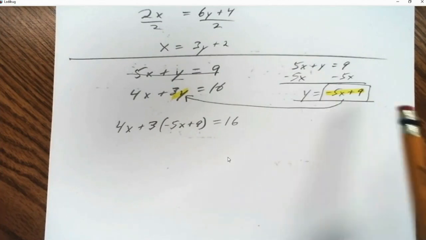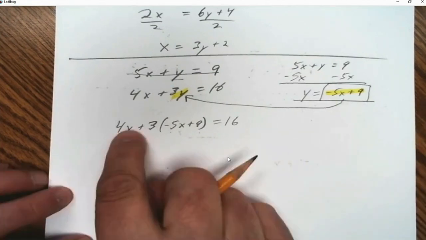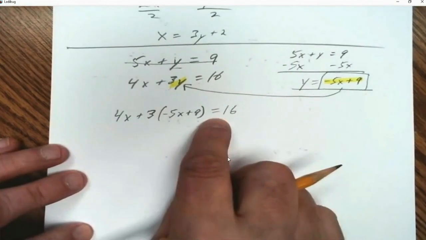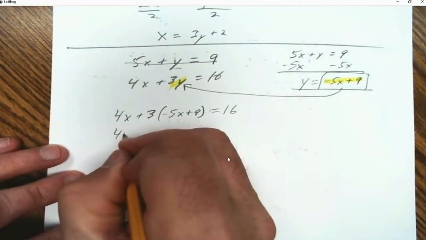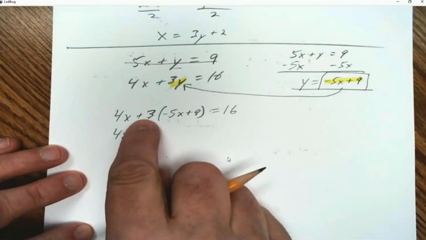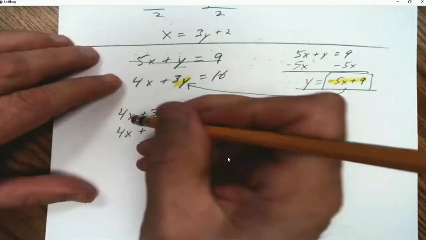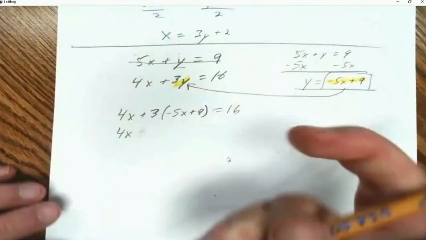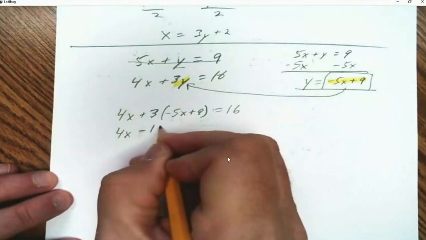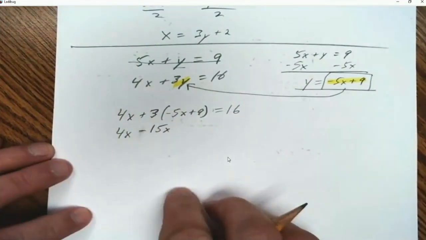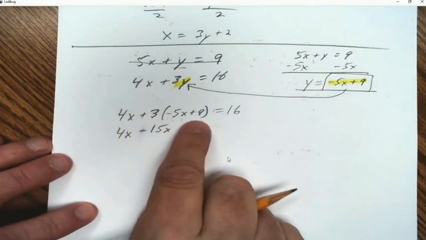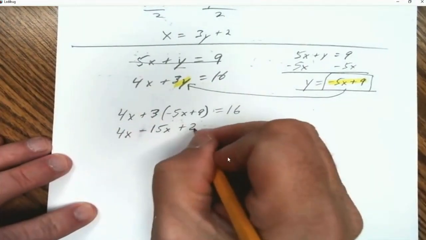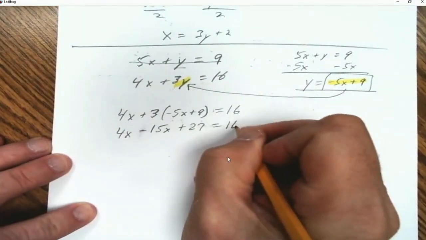Y equals negative 5x plus 9. So let's simplify this now. It means first we need to get rid of the parentheses. 4x plus, 3 times negative 5x. That's going to be a minus, so we'll subtract the plus. Minus 15x, right? Because 3 times negative 5. And then 3 times 9 plus 27 equals 16.